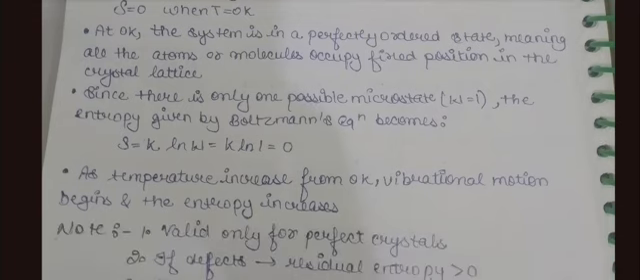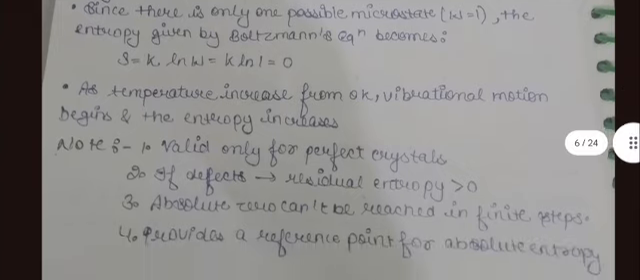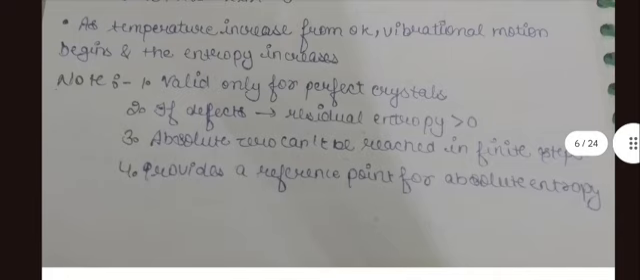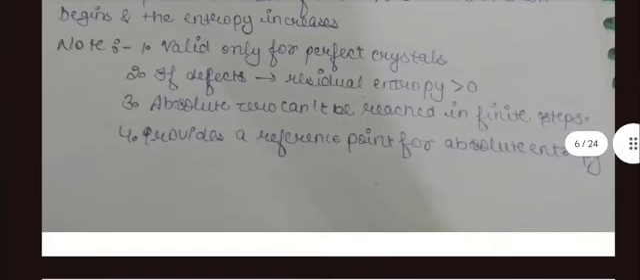Since there is only one possible microstate, W equals 1, and the entropy given by the Boltzmann equation becomes S = k ln W = k ln 1 = 0. As temperature increases from 0 Kelvin, vibrational motion begins and entropy increases. Note: this is valid only for perfect crystals. If there is a defect, the residual entropy is greater than 0, and absolute 0 cannot be reached in a finite number of steps. This provides a reference point for absolute entropy.